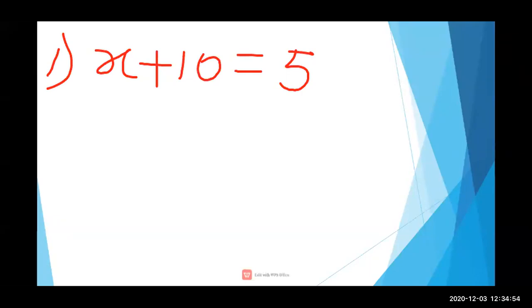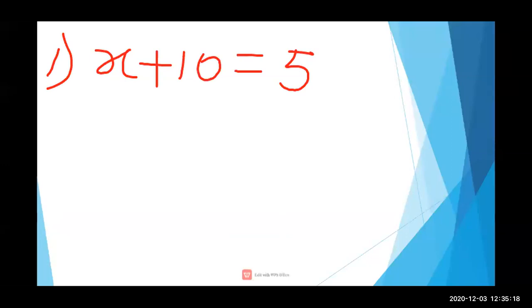Write in the chat box. Plus 10 will change into, okay, plus 10 will be changed into minus 10. Now minus 10, that means we are using the bracket, that is, subtracting 10 from both the sides. This statement we are going to use.